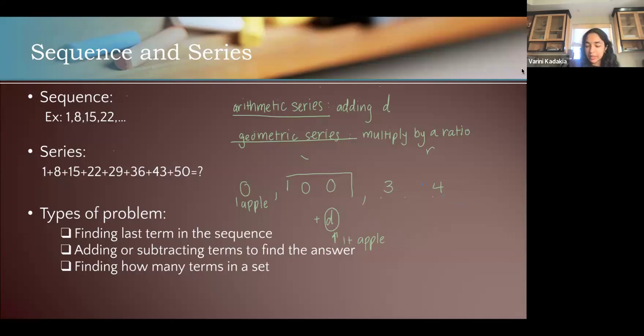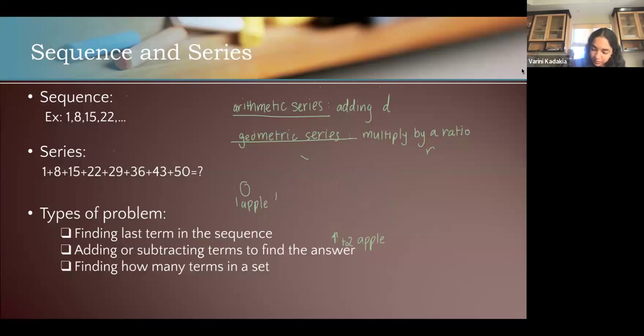And then just one more thing. You can change this difference. So you can make this plus two apples instead. And then that would make the next term three apples. And then instead of three here, it'd be 3 plus 2, or 5 apples. And then 5 plus 2, 7 apples. Does that make sense? Okay. Then we'll go over a geometric series next.